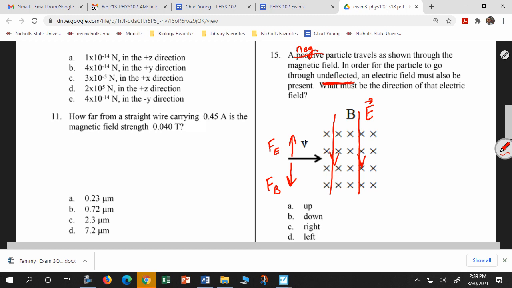Because a positive particle feels an electric force in the same direction as the electric field. When it's an electron, it's like everything gets switched around. So since my electric force is up, my electric field is down. You could see a problem like that where I have competing magnetic and electric fields.